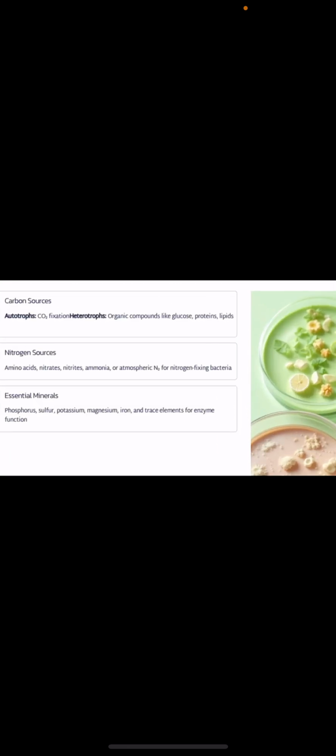So for each particular function, there is a particular nutrition factor, like carbon source, nitrogen source. For carbon sources, for autotrophs, it is for CO2 fixation. Then heterotrophs need organic compounds like glucose, protein, lipids, which are essential for growth. Then there is nitrogen source like amino acid, nitrates, nitrites, ammonia, or atmospheric nitrogen, which is for nitrogen fixing bacteria.